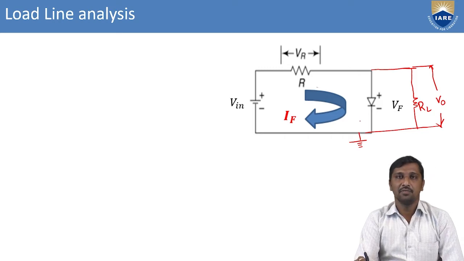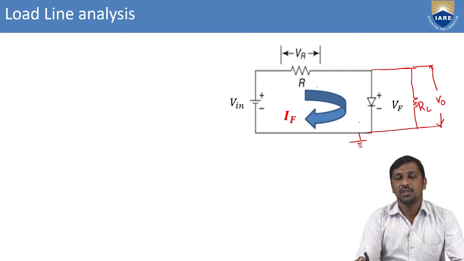Now, by applying the KVL, we need to find this out. So we need to draw a DC load line here. This DC load line intersects the characteristics of the PN junction diode, and the intersecting point indicates the exact parameters of a PN junction diode under forward bias. That is represented as the exact diode forward bias voltage and the exact diode forward current.